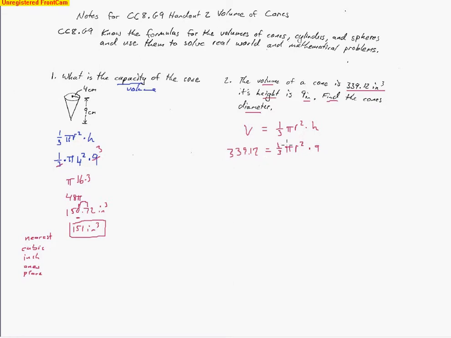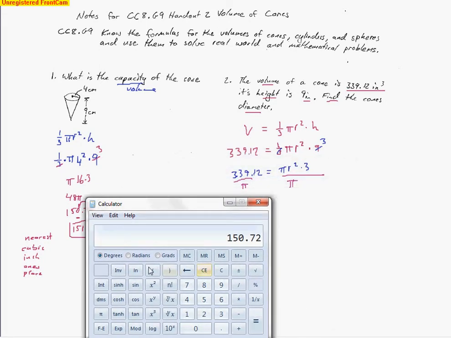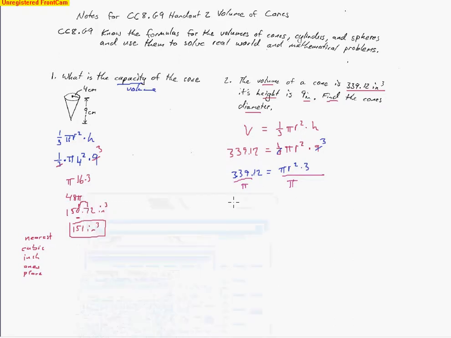So from this point, I again could take 1/3 of 9 is 3, and that just makes the problem a little bit easier. So now I have 339.12 equals pi r squared times 3. Well, I'm going to go ahead and divide by pi, and so when I do that, I'll plug that into the calculator. So I've got 339.12, and I'm dividing that by 3.14, and that gives me 108. And so I'll go ahead and write 108 equals r squared times 3.